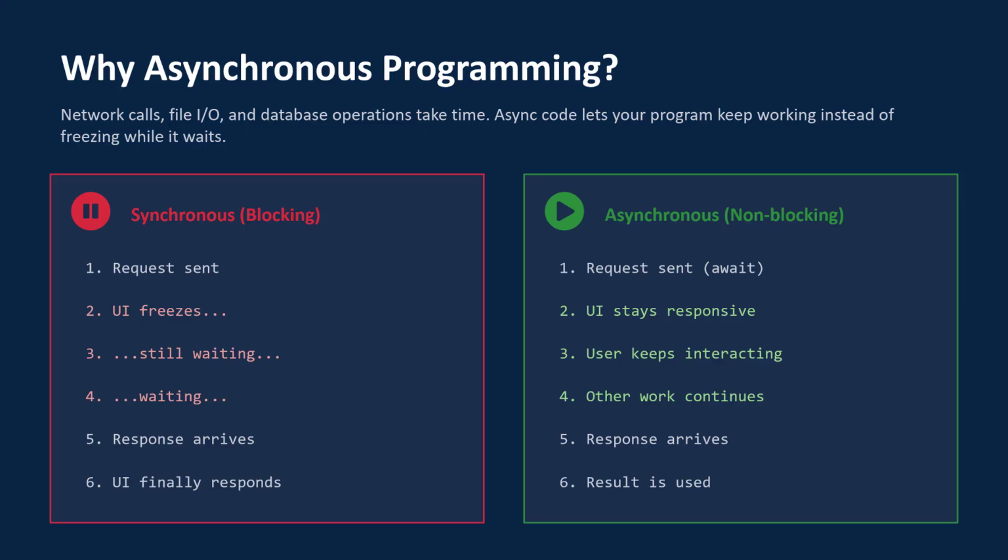But what we want is the example on the right, asynchronous non-blocking code using await. The request goes out, but this time the UI stays responsive immediately. Essentially, a second thread is opened. The user can keep interacting with other parts of the application, and that background work can continue on that original thread. Then when the response eventually arrives, the result is simply used at that point without ever having frozen anything in the meantime. And this is the entire value proposition of async and await.